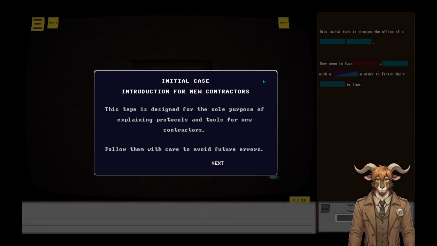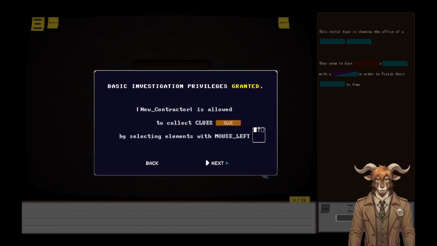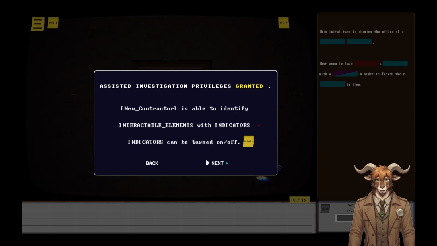Initial case, introduction for new contractors. This tape is designed for the sole purpose of explaining protocols and tools for new contractors. Follow them with care to avoid future errors. Basic investigation privileges granted. New contractor is allowed to collect clues by selecting elements with mouse left. Assisted investigation privileges granted. New contractor is able to identify interactable elements with indicators. Indicators can be turned on or off.